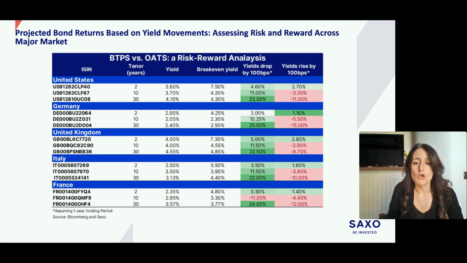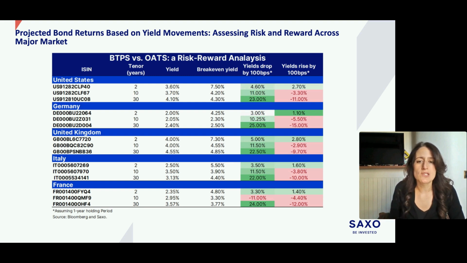If instead you're looking for an optimal risk and reward, I want to show you this chart, which I think is very important, and it's a good way to understand which kind of risk you want to take. The main takeaway of this table is that short-term sovereign bonds in whatever geography you're looking, US, Germany, UK, Italy, and France, are a safe bet where to park money.